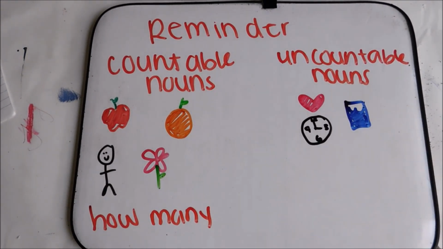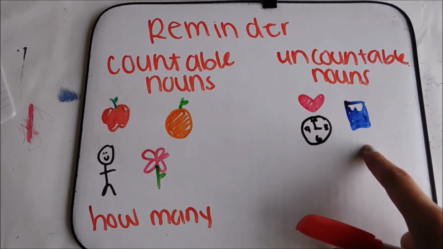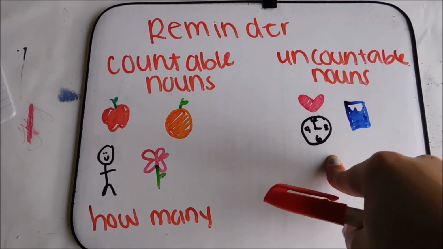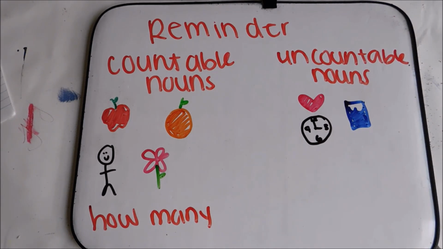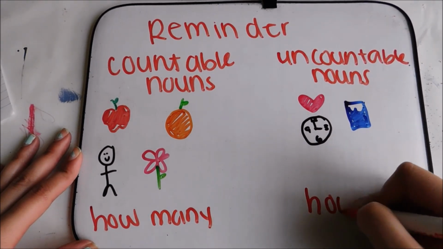And uncountable nouns are things that are impossible or impractical to count. For example, love, we can't count love, or water, or time, rice, flour, things like that. For those we use how much.